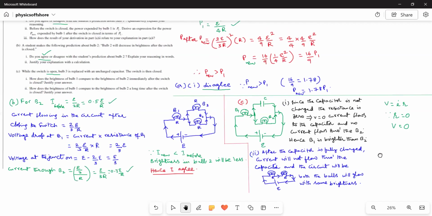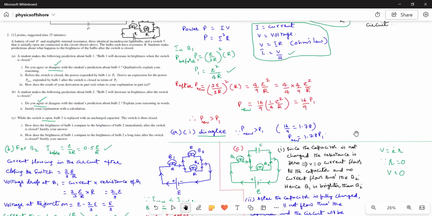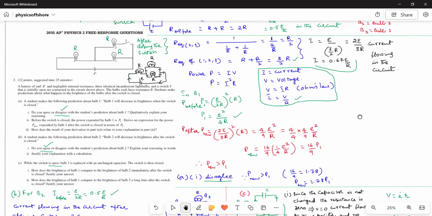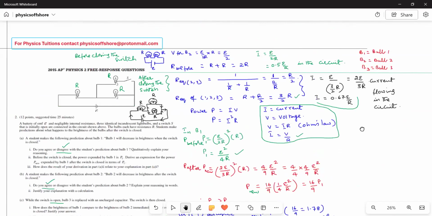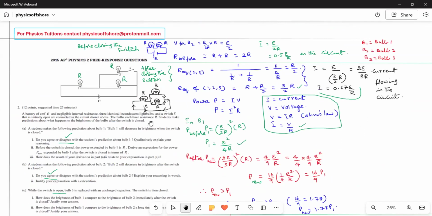So if you know Ohm's law and combination circuits, how to calculate the current, voltage and power, then this question will be easy for you to answer.